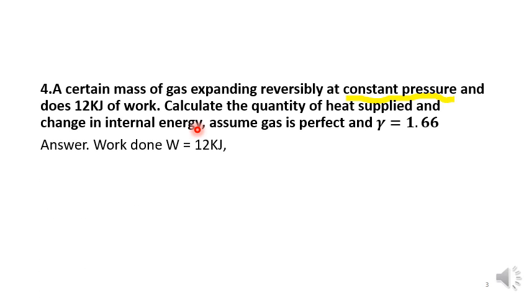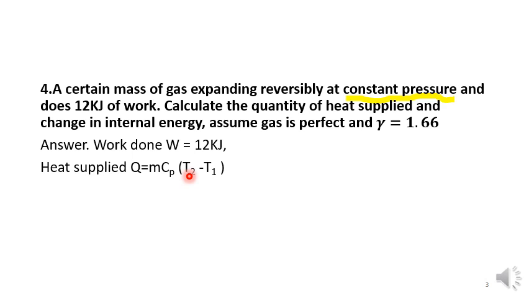First I am writing the given data. The work done W is equal to 12 kilojoules. After that, they didn't give any data. They asked to calculate the heat supplied. Heat supplied at constant pressure Q is equal to mCp(T2 minus T1).